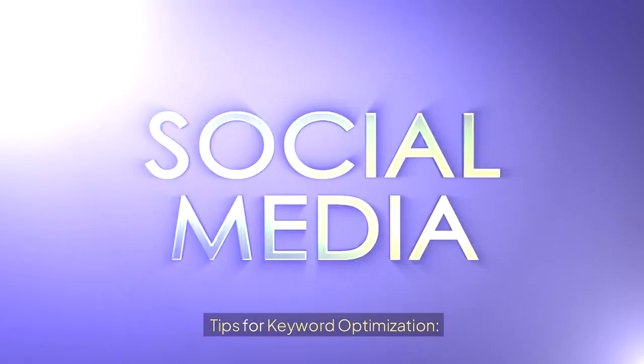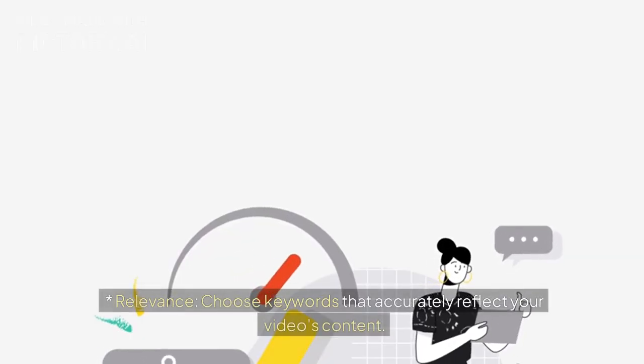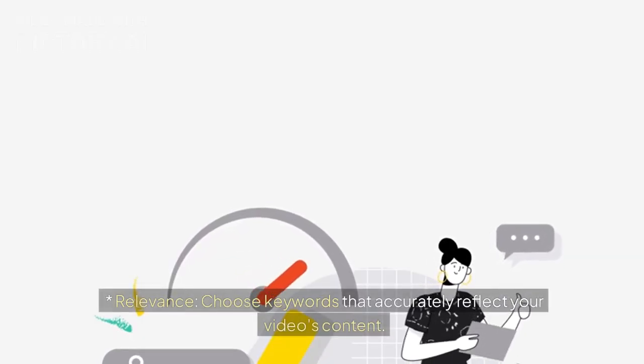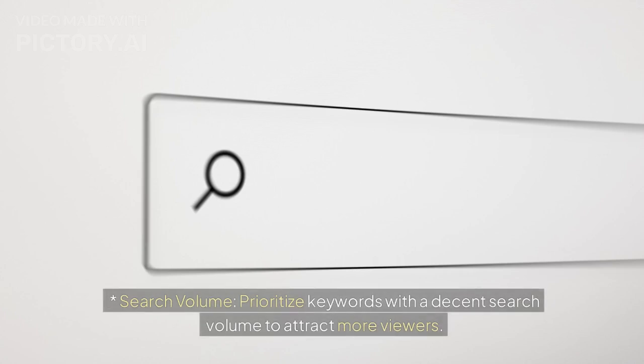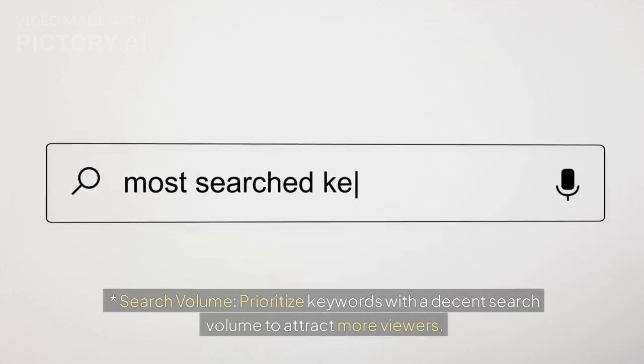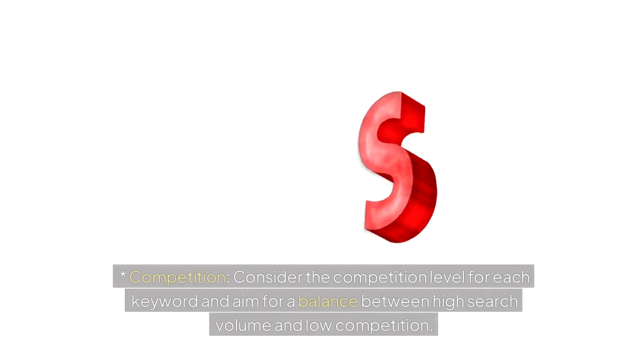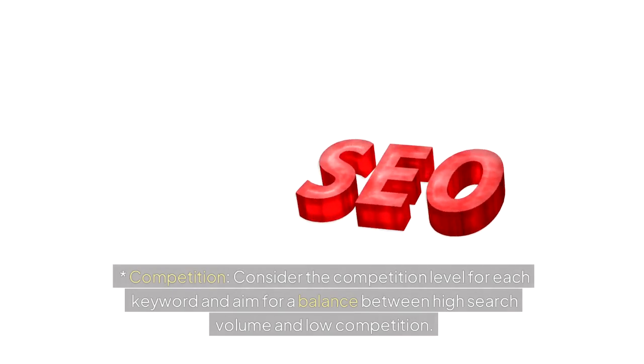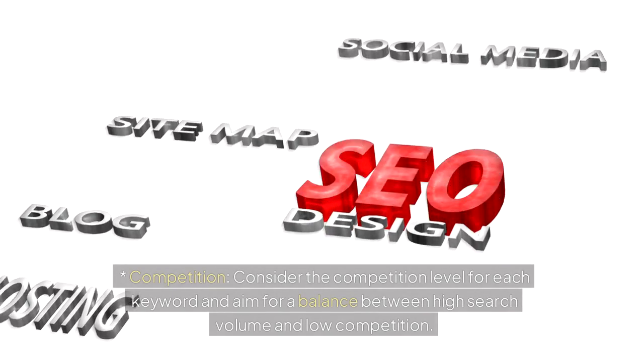Tips for keyword optimization. Relevance: choose keywords that accurately reflect your video's content. Search volume: prioritize keywords with a decent search volume to attract more viewers. Competition: consider the competition level for each keyword and aim for a balance between high search volume and low competition.